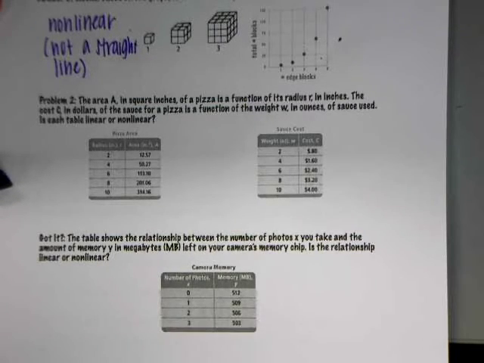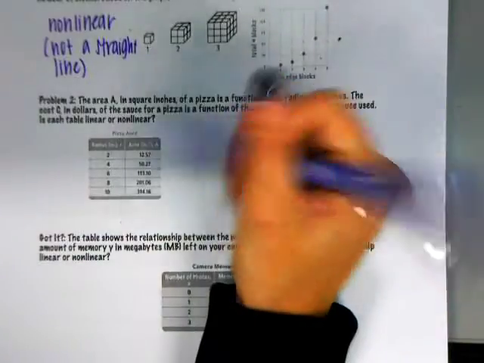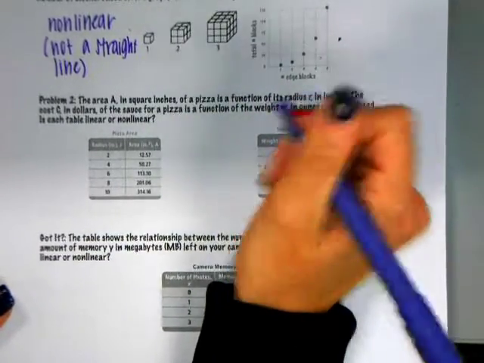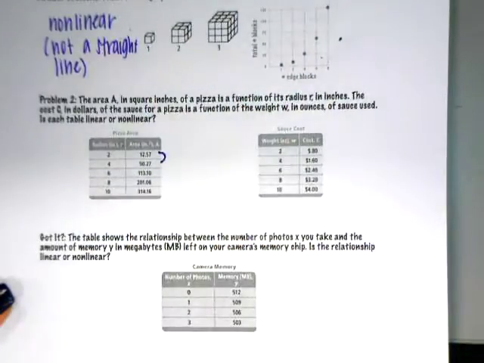All right, so for the tables, get a calculator. The area A in square inches of a pizza is a function of its radius R in inches. The cost C in dollars of the sauce for a pizza is a function of the weight W in ounces of sauce used. Is each table linear or nonlinear? So we care about the outputs, right? The y values. Not what we're putting in, what we're getting out. So we're just looking to see what we're adding or subtracting every time and seeing if it stays the same. So going from 12.57 to 50.27, figure out what I'm adding.